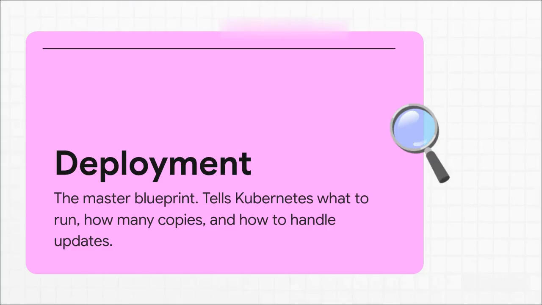The first, and honestly the most critical blueprint, is the deployment. This is the master plan. It tells Kubernetes exactly which container image to use, how many identical copies or replicas it should run, and how to roll out new versions without any downtime. You just declare what you want, and Kubernetes makes it happen.